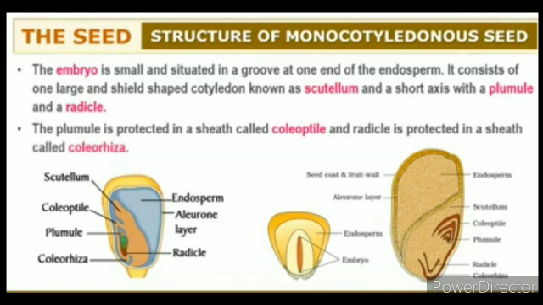It consists of one large, shield-shaped cotyledon known as the scutellum and a short axis with a plumule and radicle. The plumule and radicle are enclosed in sheaths called coleoptile and coleorhiza. The plumule is enclosed by the coleoptile and becomes the shoot system, and the radicle is enclosed by the coleorhiza and becomes the root system. Okay, this is the structure of the monocotyledonous seed.